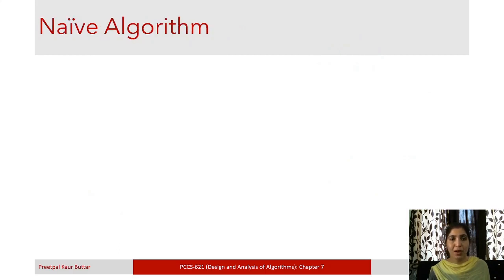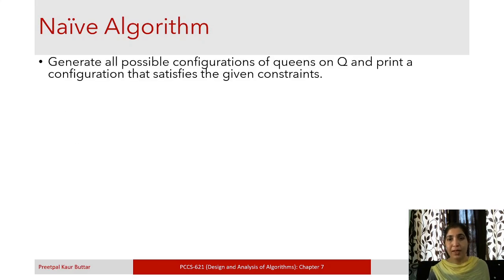Okay, so if we try a naive algorithm to solve this problem, then how can we work? The naive algorithm will produce all possible configurations of queens on Q. What is Q here? Q here is the chessboard. Okay, so it will try to generate all possible combinations in which the queens can be placed on the chessboard, and then it will print a configuration which satisfies the given constraint. So what is the constraint here? No queen is attacking any other queen. Okay, so this is the constraint which should be satisfied.